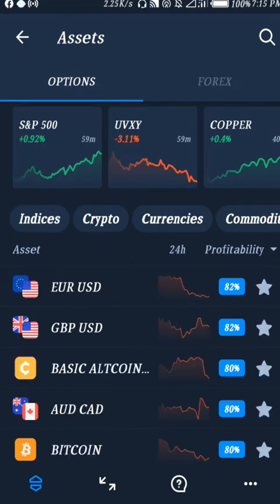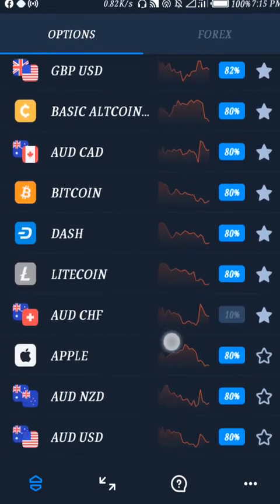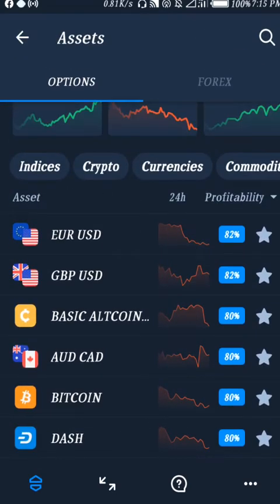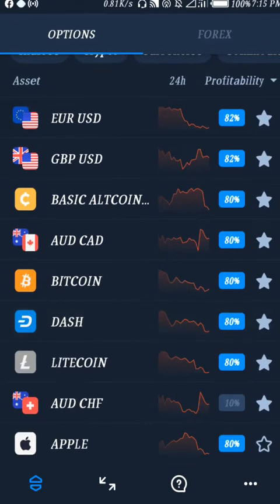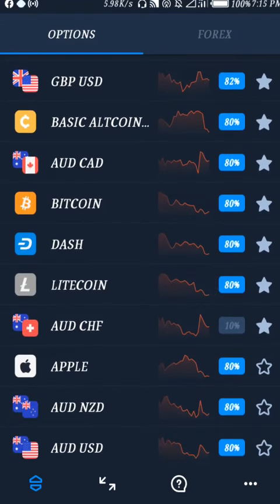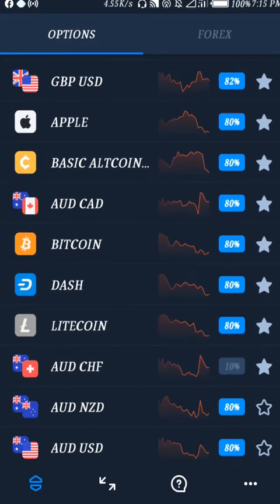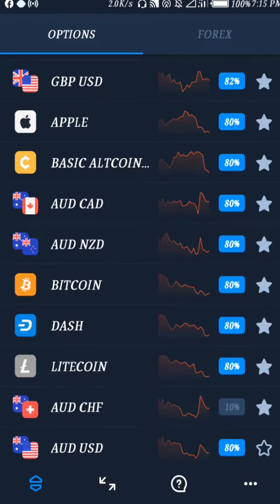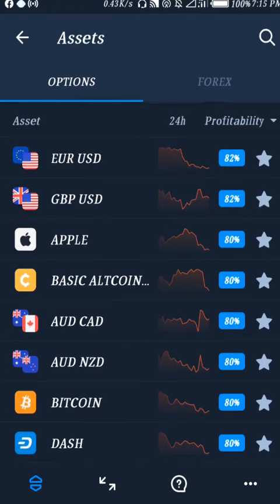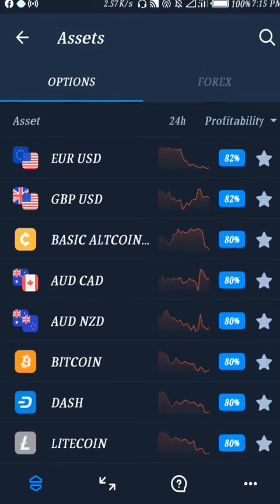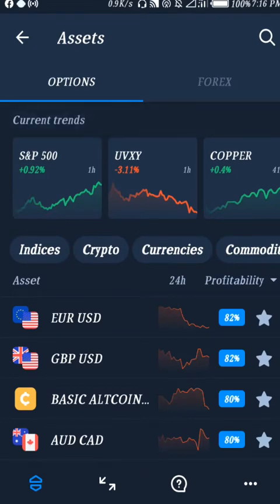All right, so if I take it off, you see all the different currencies, and you see stars by the side. Stars here means that you can add any of these currencies to your favorites. So if I tap on it, it will be added to my favorites. Any one I tap on again will be removed from favorites. So we have Apple as my favorite. If I tap on it again, it will be removed from favorites.